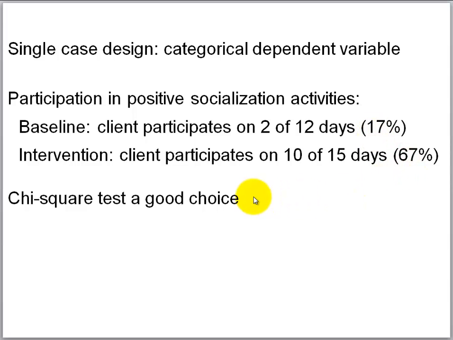Now, what test would we use? I mean, we've got categorical data here. We've got two variables. One variable is, are we in baseline or are we in intervention? That's our independent variable. And our second variable, the dependent, is participation, yes or no. So a chi-square test would be a good choice here.